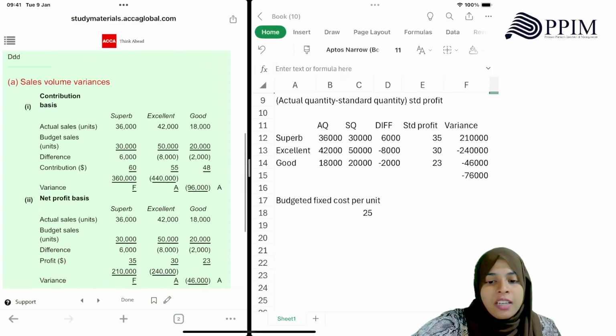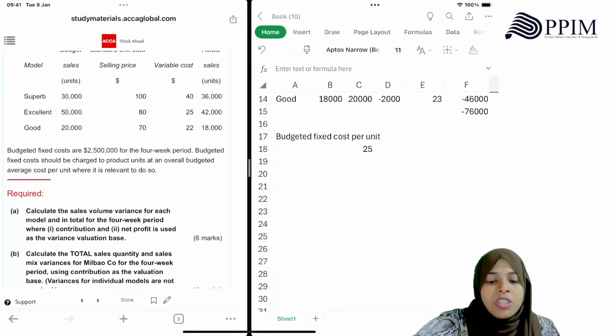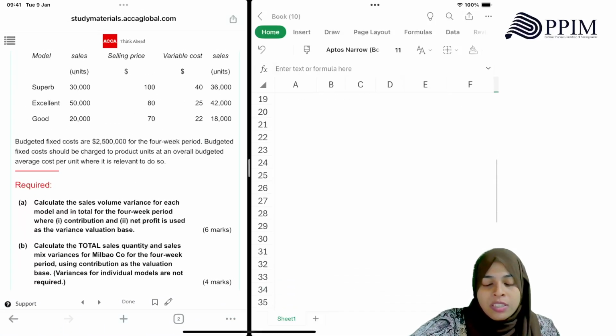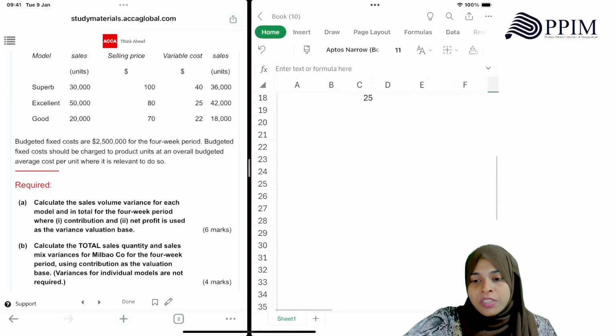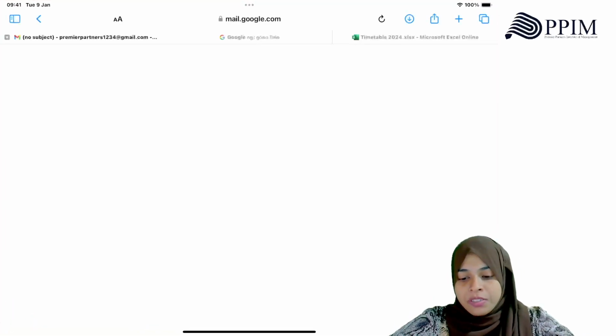Next one, they're asking us, calculate the total sales quantity and sales mix variance for Milabo for the 4-week period using contribution as the valuation basis. Variances for individual models are not required. They just wanted the total. So they want the sales quantity variance. What's the formula for the sales quantity variance? Go to advanced variances.